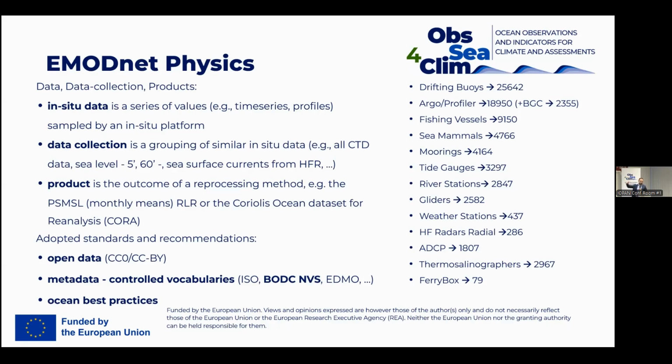EMODnet Physics is organizing the data in three different levels. We have in situ data that are series of values, profiles, time series from a given platform or data collection. Then packages that are grouping similar data. For example, the CTDs are a package, sea level with the same frequency, surface currents from a given platform, for example the HF radar, and so on. Of course, in EMODnet Physics, we are adopting, as already mentioned, the open data standard. So the data that is available in EMODnet Physics is open and free, CC BY.